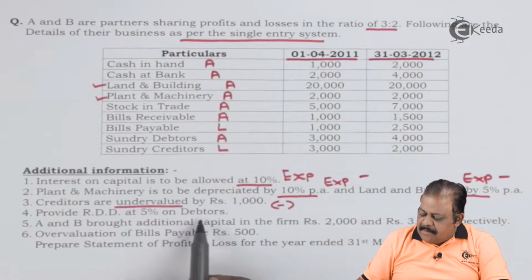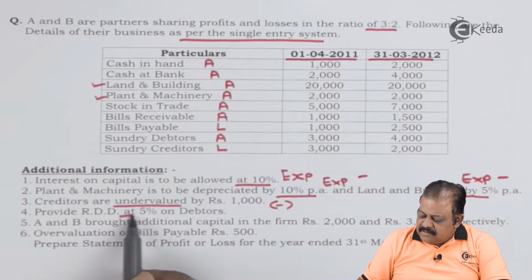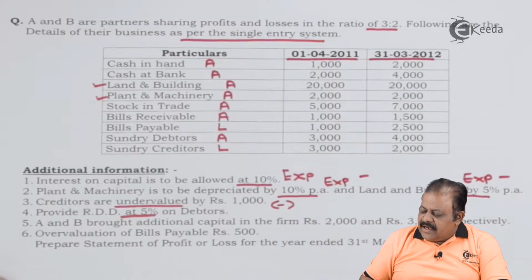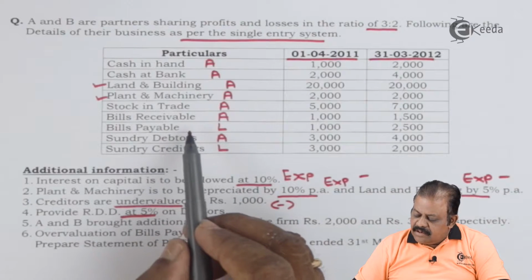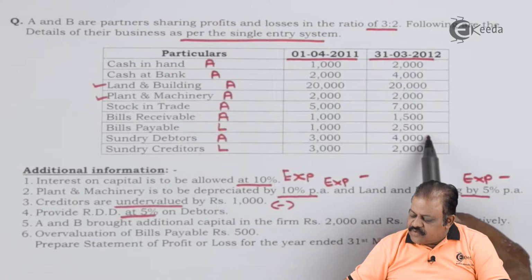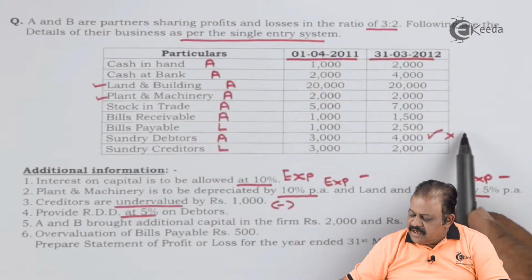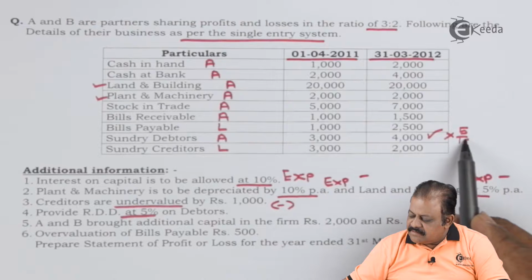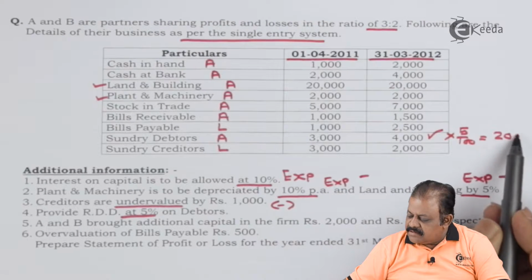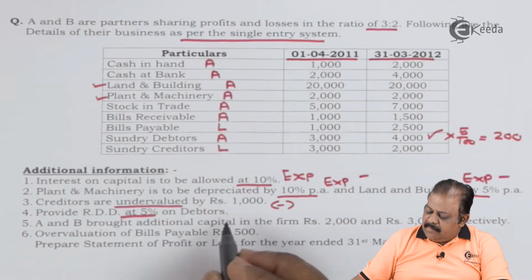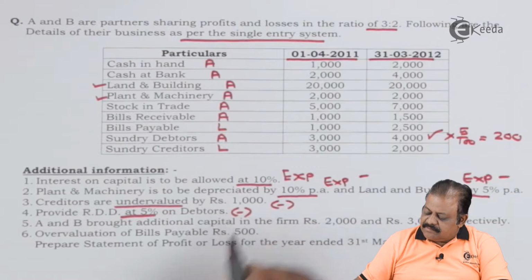Provide RDD at 5% on debtors. RDD 5% we are required to calculate on closing debtors. Here closing debtors are rupees 4,000. On this we are required to calculate 5%. It comes to 200 rupees. This new RDD will be deducted as expense.